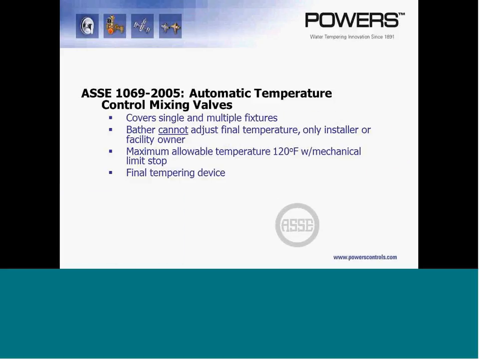So it could be single, multiple fixtures. Important distinction here is the bather cannot adjust the final temperature. That's really up to the installer or the facility owner. This valve is typically going to be behind a wall, up in a ceiling, somewhere where the bather does not have adjustment. All they're doing is turning water on and off. And there's your 120-degree max with a mechanical limit stop, and it is considered a final tempering device.